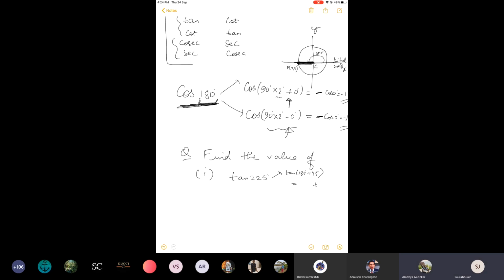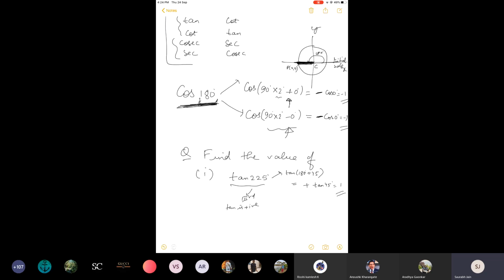So this is the third quadrant. In the third quadrant, tan is positive, right? Tan is positive. So plus, what will be the value? 1, because tan 45, you already know this value.